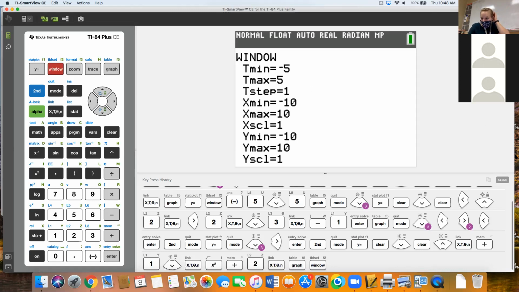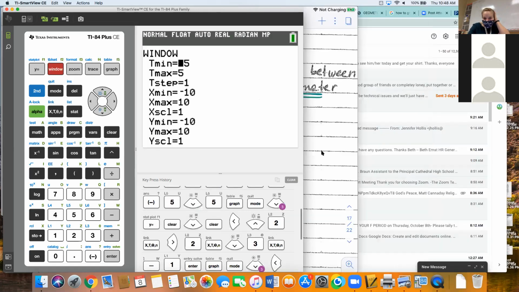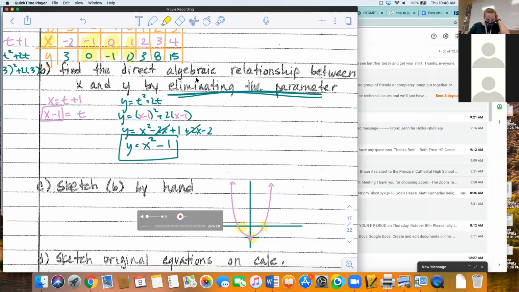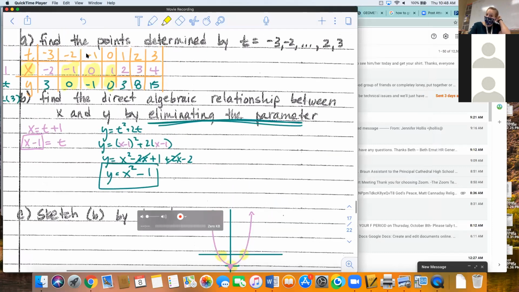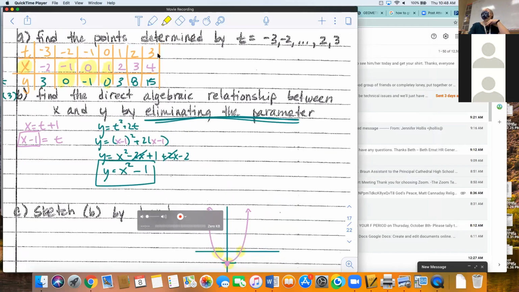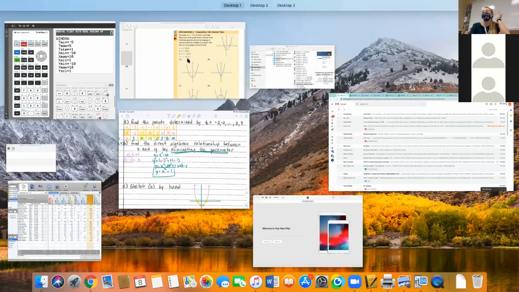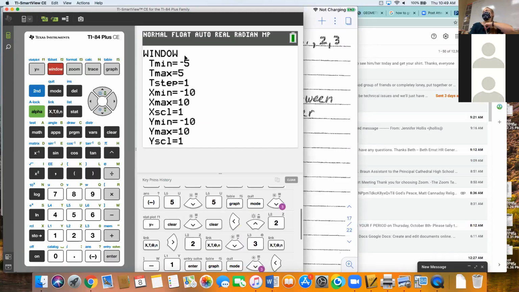If you remember back, let me see if I can pull our notes out. We plugged in -3, -2, -1, 0, 1, 2, and 3. So if we don't have at least -3 on our graph, then we need to make sure that's part of our window. So go back here. I made my window -5 to 5, so that should get at least our -3 to 3.